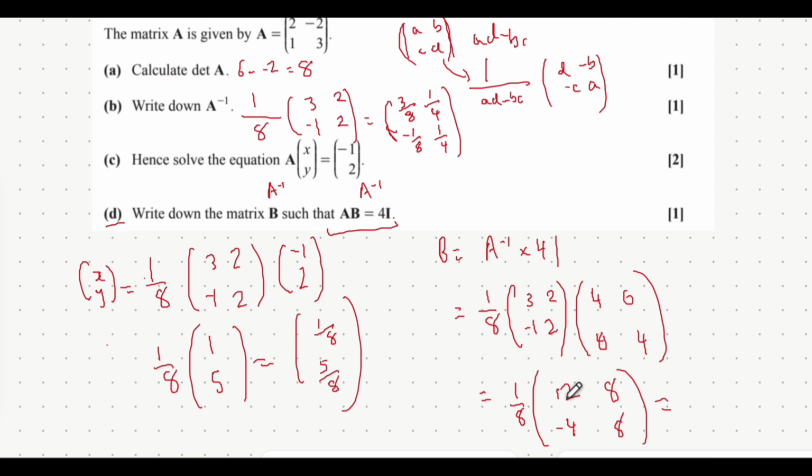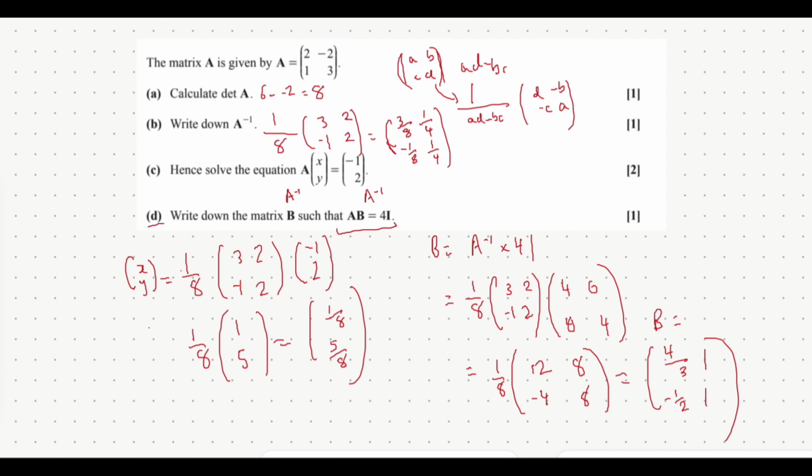Lastly, we just multiply everything inside of the matrix by an eighth. 12 over 8 is 3 over 2 as a fraction, so let's write that out. 8 times an eighth is 1. Minus 4 times an eighth is minus 4 over 8, which is minus 1 over 2. And then 8 times an eighth is just 1. And so this is the final answer for the matrix B. That's everything for this question.